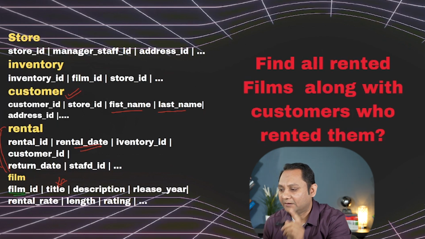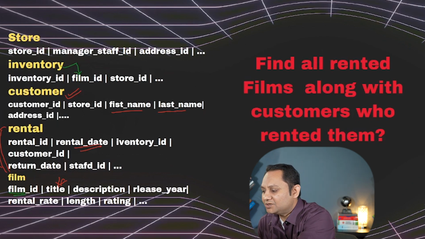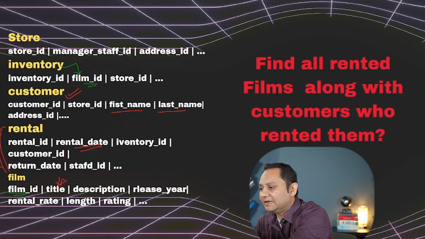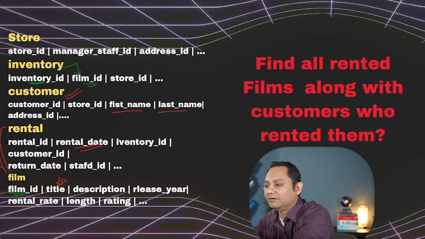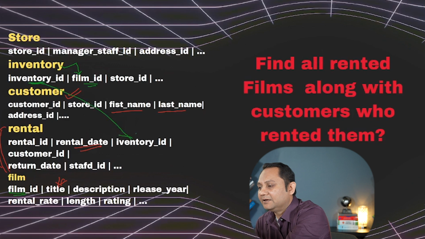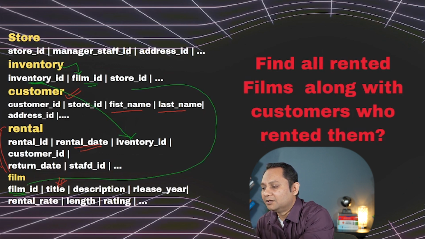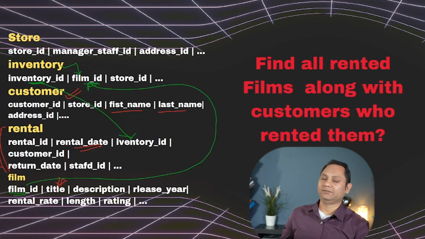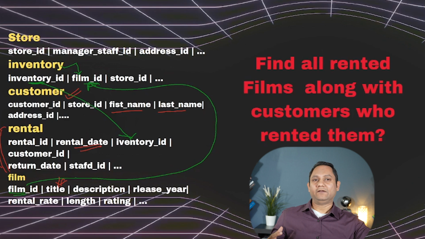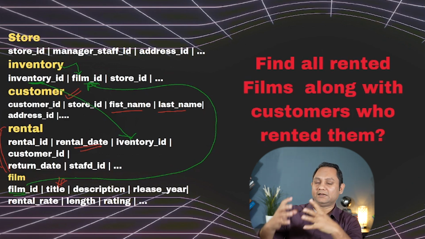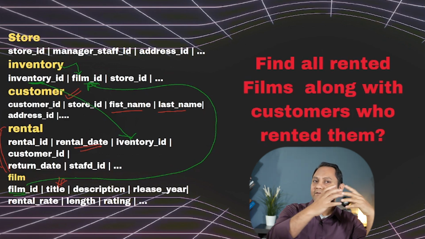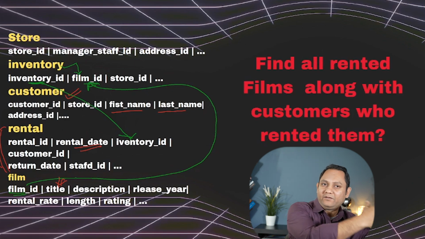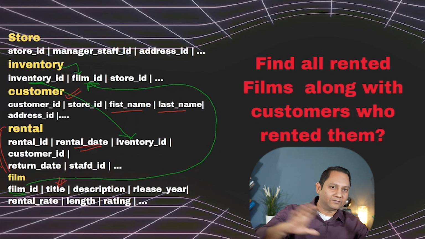Then you have to look carefully. Information about film is in the inventory table. Here we have the film ID. And this inventory ID is in the rental table. So I can get the film ID from the inventory table. So if I join my rental table with the inventory table and the film table, I will have the information.